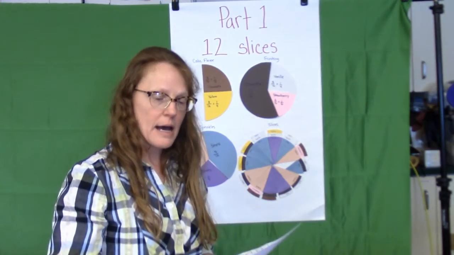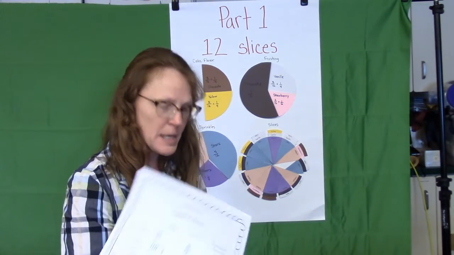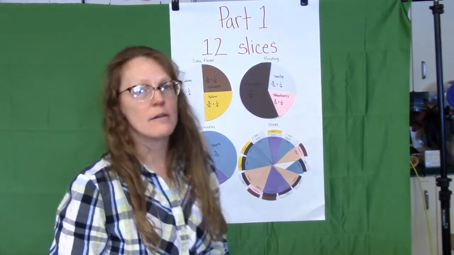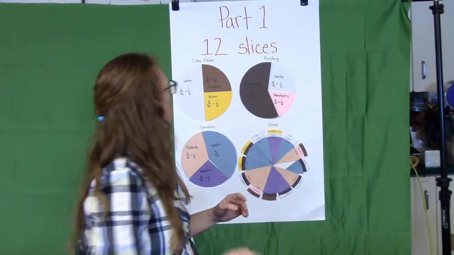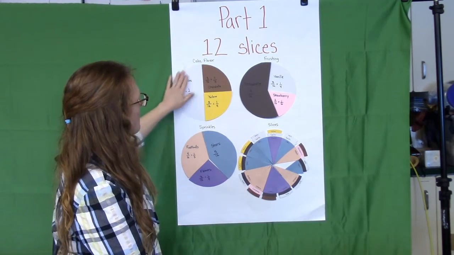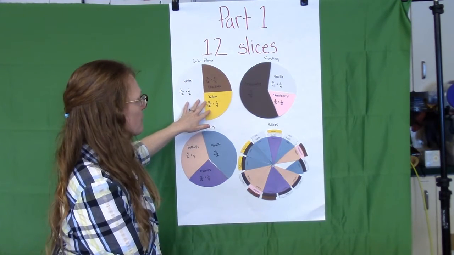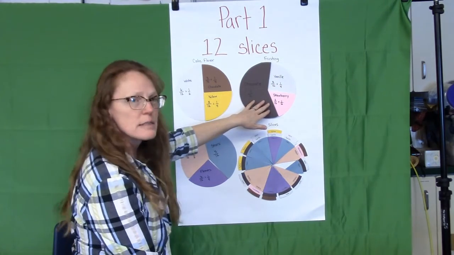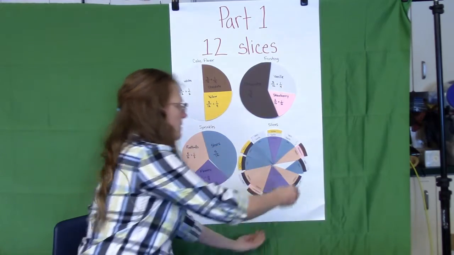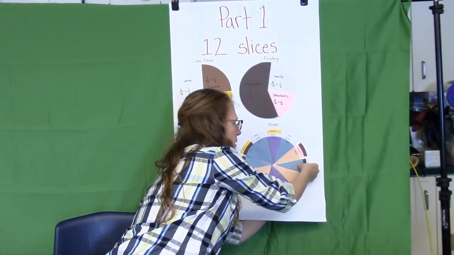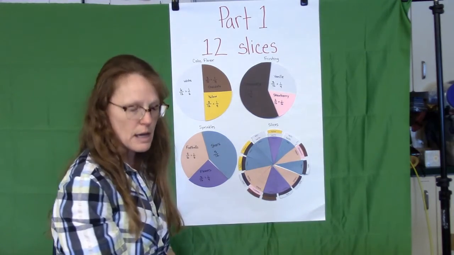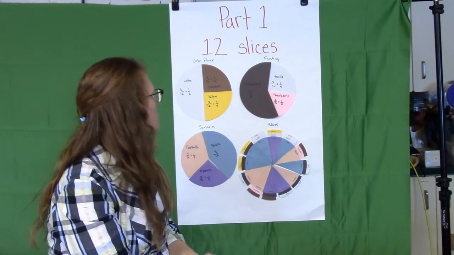Okay, so once we have done the data collection, now we can move on to starting our poster. So we're going to have 4 things labeled on our poster. So this is part 1 with 12 slices. This represents the cake flavor. This one represents the different frostings. This one represents the sprinkles. And this one, I have a slice of cake falling. This one represents all of the different slices and how the kids wanted those made, because they made their own.